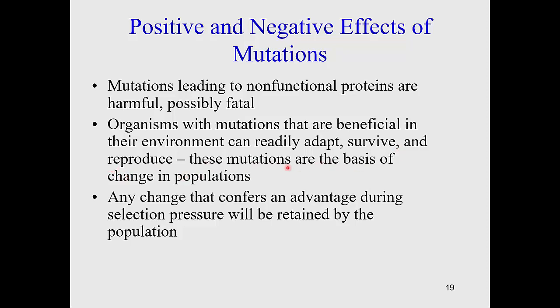And this actually causes change in the population, right? So if you have a white moose in a brown forest, it's going to stick out like a sore thumb and be visible to its predator. But if you have a moose whose coat color is camouflaged against its environment, it'll survive better, right?